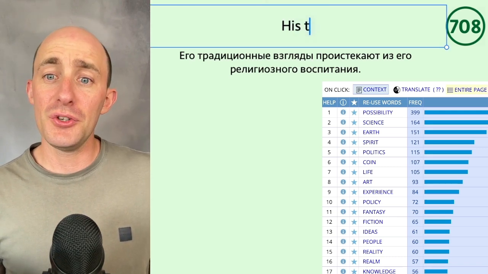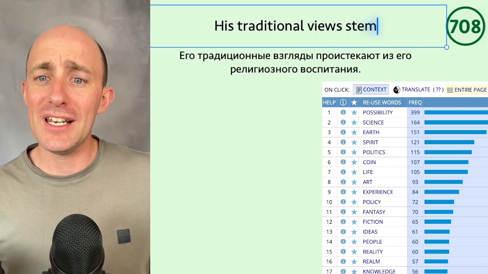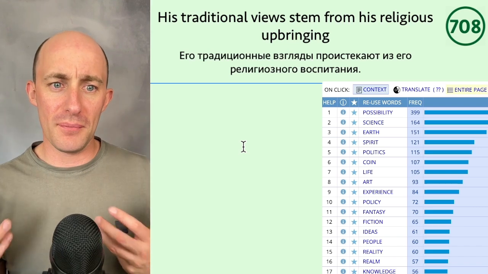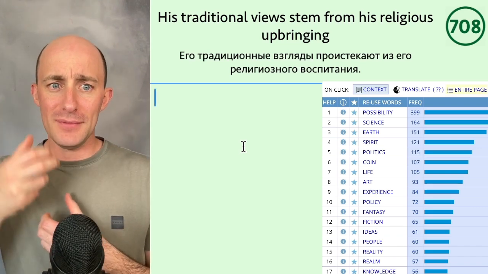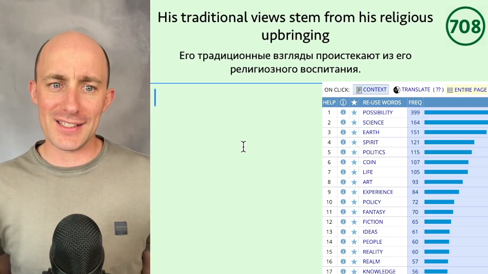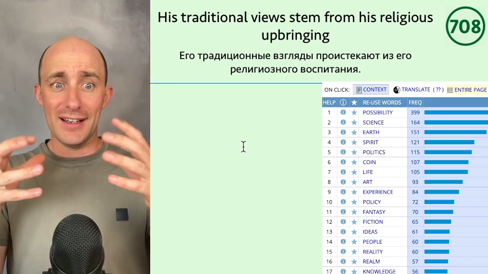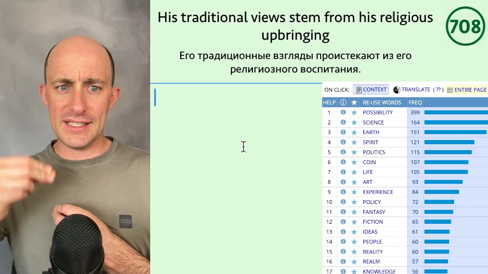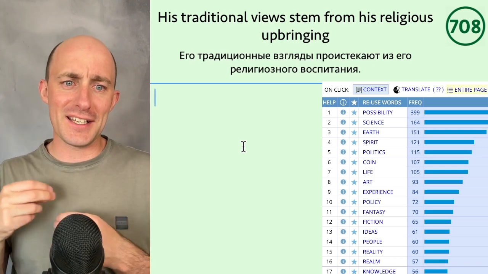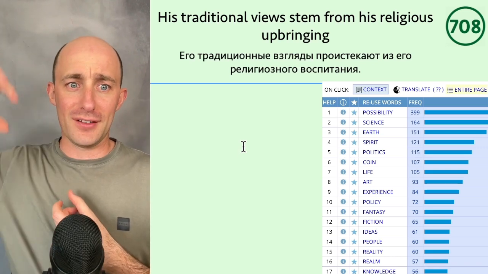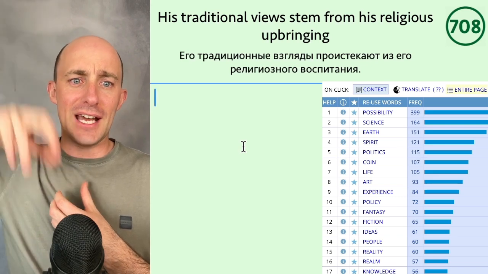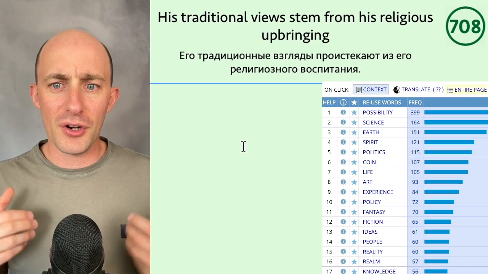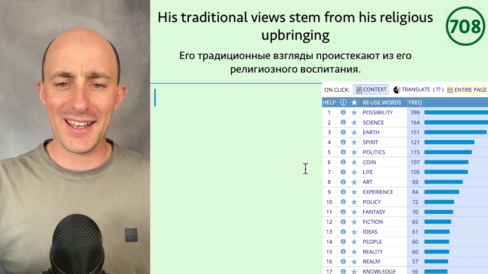His traditional views stem from his religious upbringing. So to stem from, perhaps you know that a stem is what, for example, a flower has. A tree has a trunk and a flower has a stem. So if something stems from, it's that idea, like the stem of the flower. The flower's at the top and the thing which connects it to the ground is the stem. Well, here, his views stem from his religious upbringing. To stem.